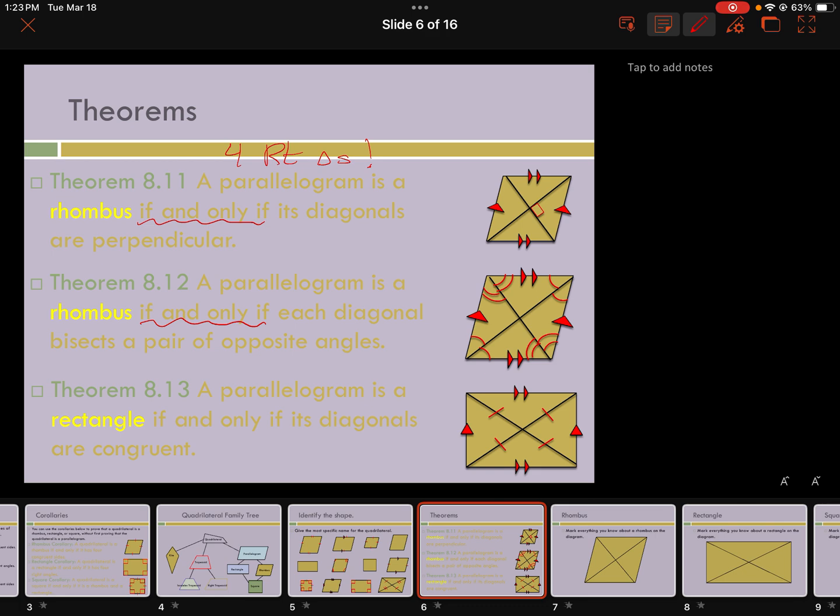Theorem 813 is about a rectangle. A parallelogram is a rectangle if and only if its diagonals are congruent. Notice the markings on those pieces of the diagonal. Since it's a parallelogram, the diagonals bisect each other, but if they're congruent, then all four of those little pieces are going to have the same markings. So you end up with four isosceles triangles in a rectangle.